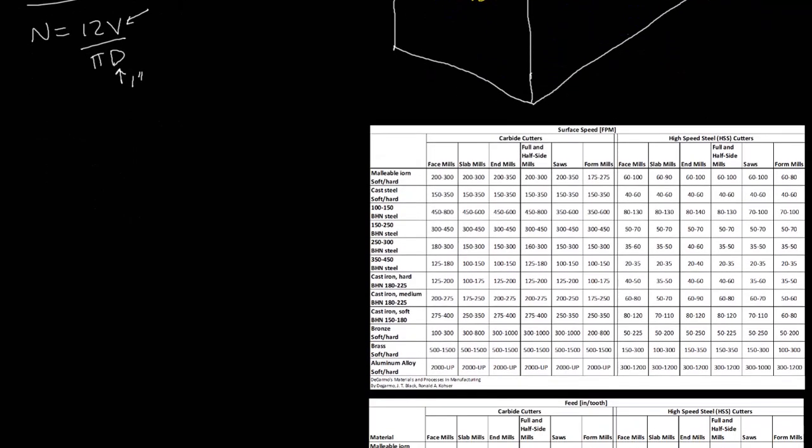So I have this table here that I adapted from DeGarmo's Materials and Processes in Manufacturing. So it says that aluminum alloys for a high-speed steel cutter, I'm just going to circle our value here, and for end mills, so this chart's got a lot packed into it here. So it's got face mill, slab mill, end mills, full and half side mills, saws, and form mills. So we're going to use end mill, and we'll go down to aluminum. So it says we could mill anywhere between 300 and 1200 feet per minute.